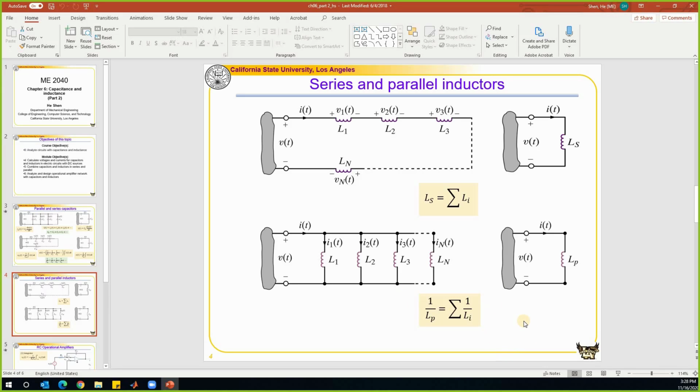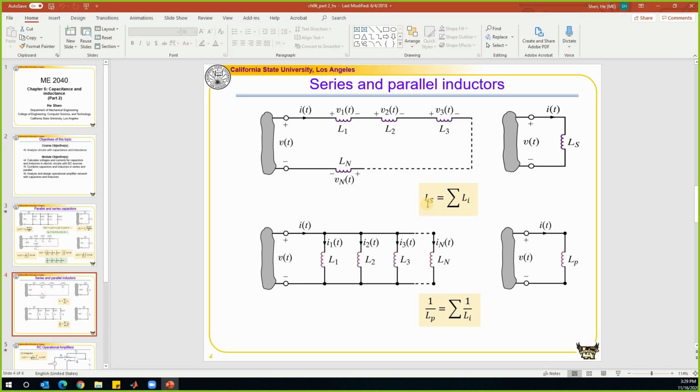The integration of voltage will be cancelled on both sides, so that will give us a conclusion: 1 over Lp is equal to the summation of 1 over Li. Compare the conclusion that we have for inductors with what we had for resistors. We find that the way to simplify the network of inductors is exactly the same as how we simplify a resistor network.